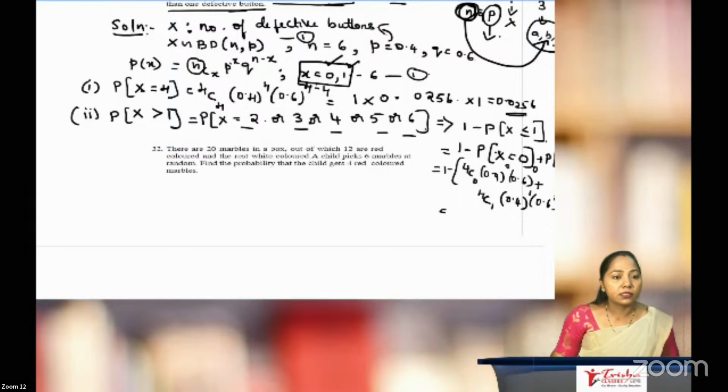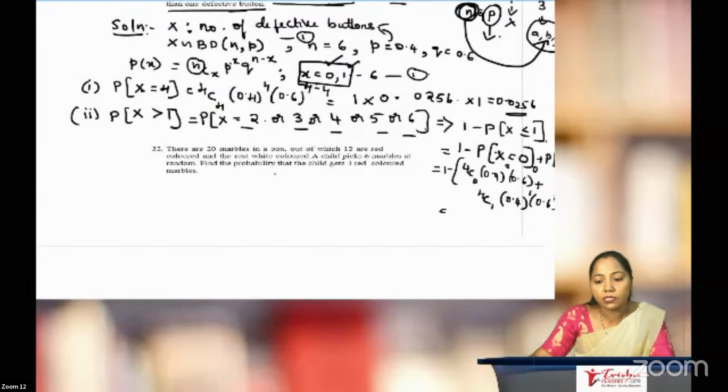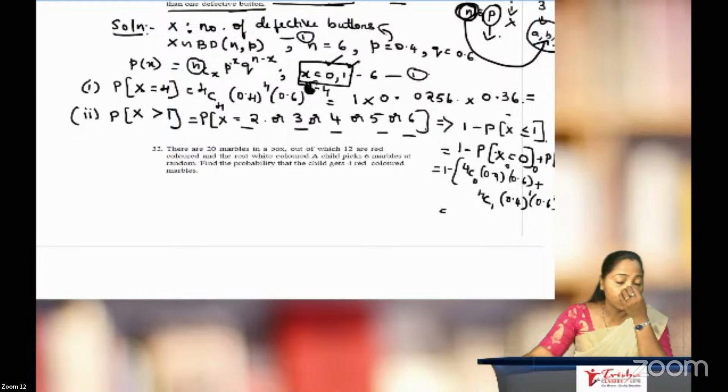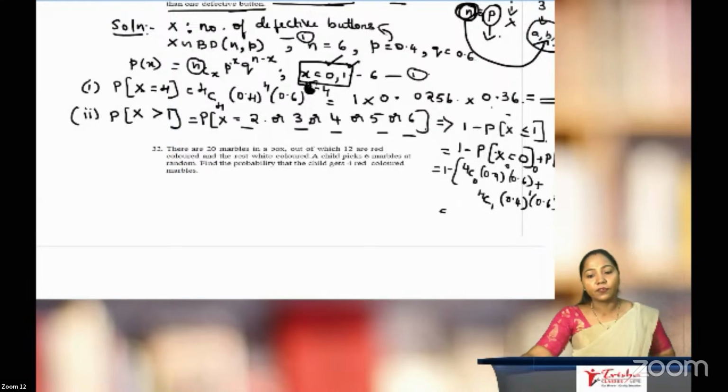So find the probabilities. Ma'am, in their first sub question, q to the power n minus x, 6 minus 4. Yeah, very sorry. Yes, correct. Sorry, n is 6. Correct, n is 6. So 6 minus 4 will be 2. 0.6 power 2 will be 0.36, isn't it? What will be the answer then? 1 into 0.0256 into 0.36. So find that answer. Find the product.